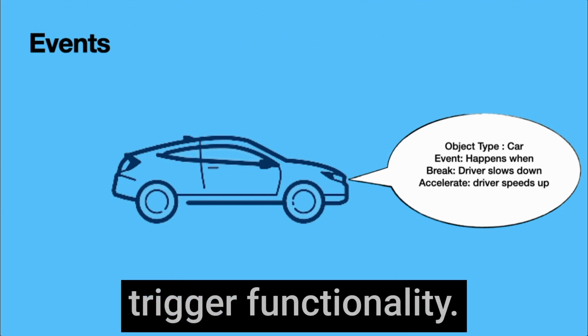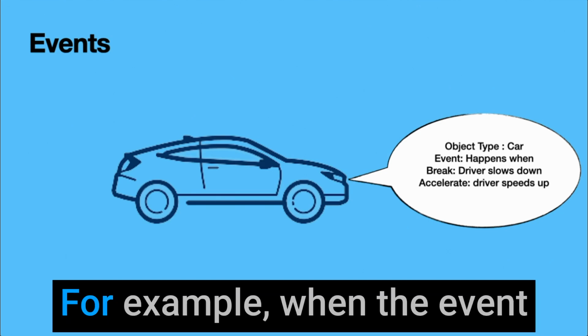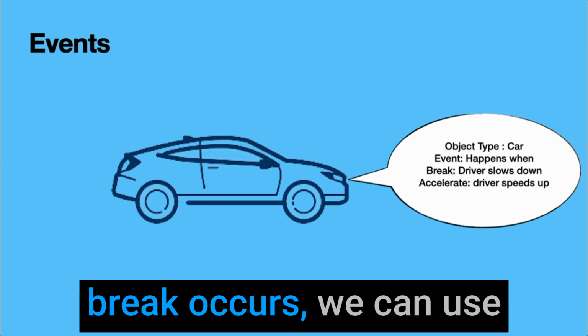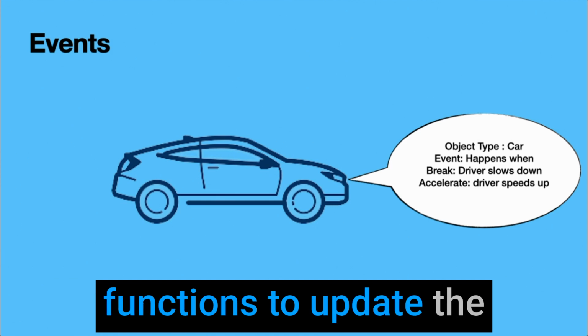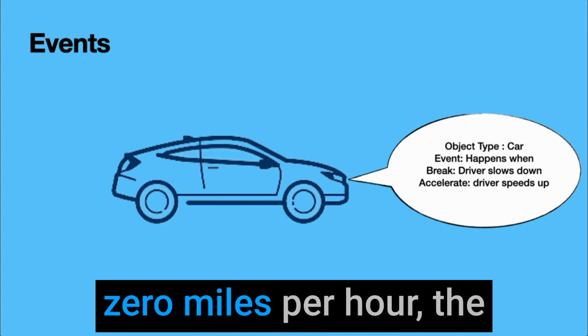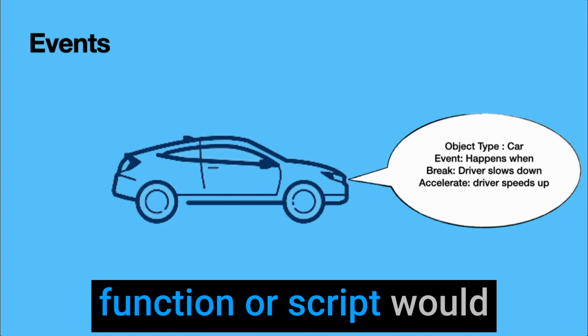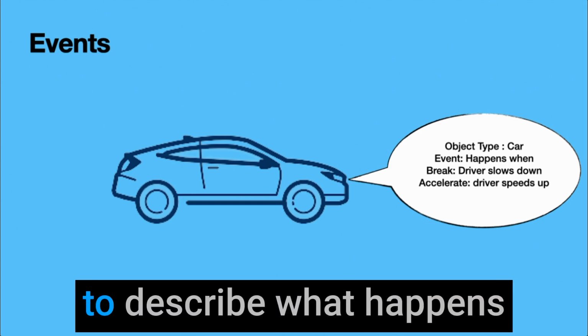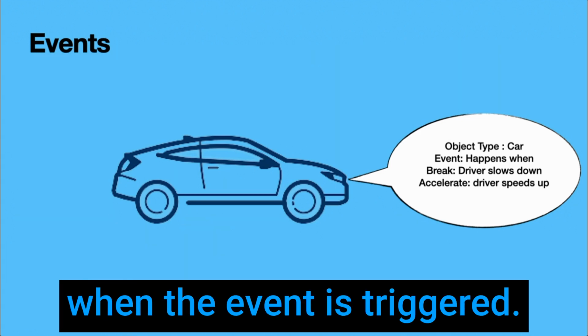Programmers can use events to trigger functionality. For example, when the event brake occurs, we can use functions to update the property of current speed from 60 miles per hour to 0 miles per hour. The function or script would then allow the programmer to describe what happens when the event is triggered.